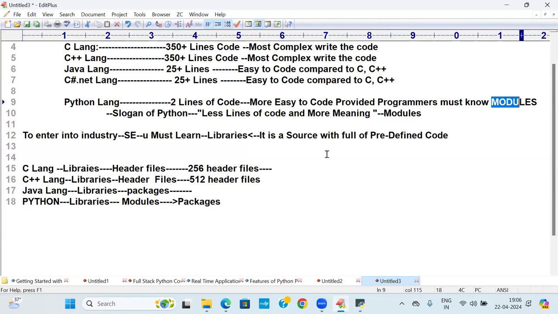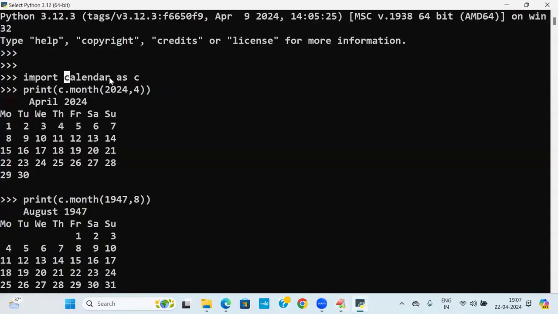Are you following me? So tell me, learning Python is nothing but learning about what? Modules. Modules are nothing but what? Full of predefined code. Am I writing the code? I am reusing the code. Is reusing the code easy or is writing the code easy? So today I am using this calendar module.